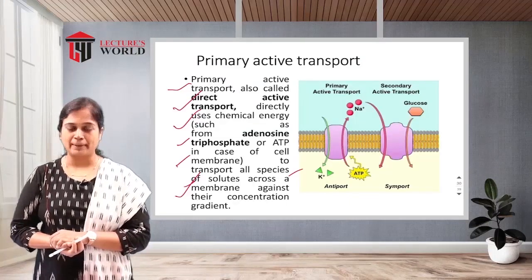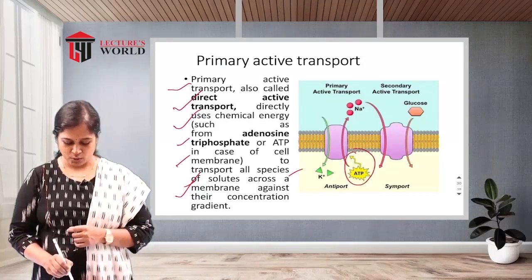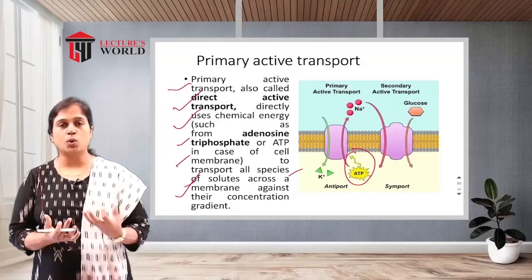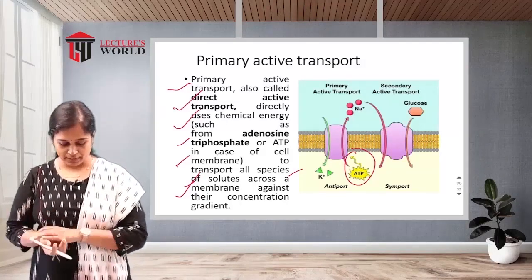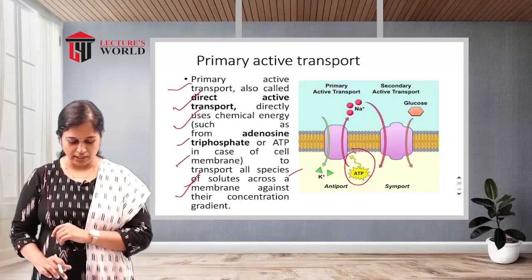So simply, what does the primary active transport do? It uses ATP to transport the molecules from lower concentration to higher concentration. Okay, so you can see this in the image, it is using the ATP.